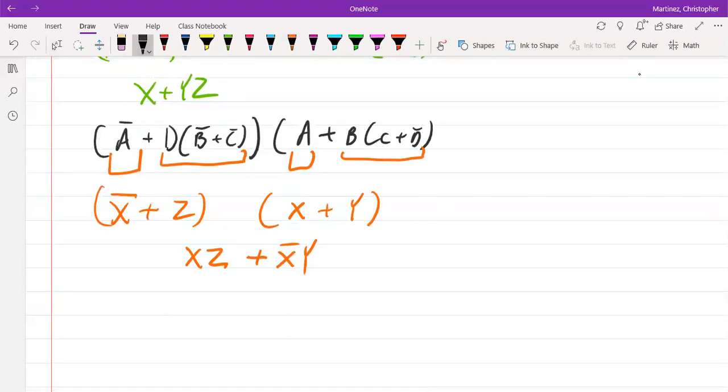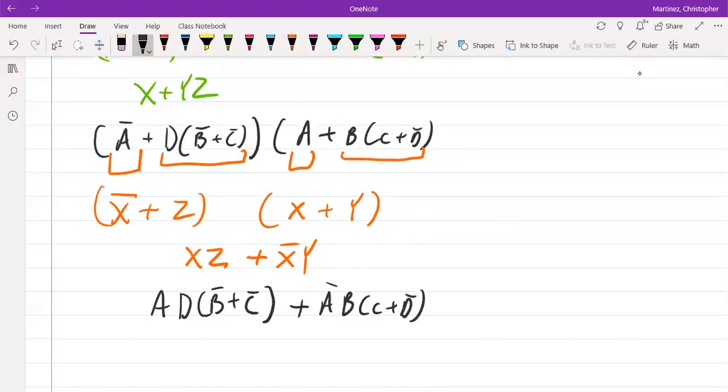Okay, so let's substitute back in. My X is A. What was my Z? My Z is D with B bar or C bar. Then I'm going to do X bar. Well, X bar is A bar with my Y, which is B, C plus D bar. So we're almost to sum of products. I just have one sum that I need to work on.